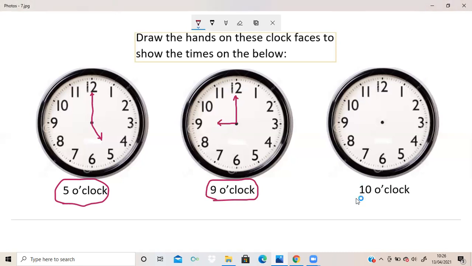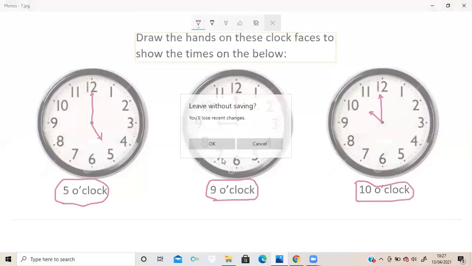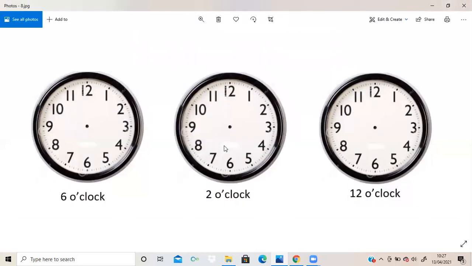Next one is 10 o'clock. Minute hand pointing to 12 and hour hand pointing to 10. Hope your answer also matches my picture. The same way, you can pause the video and try yourself first, then you can check your answer with me.